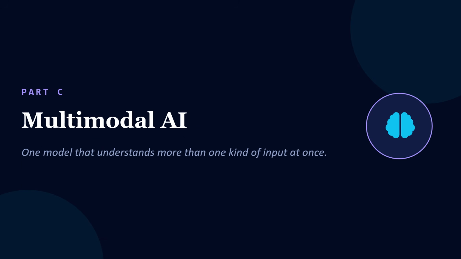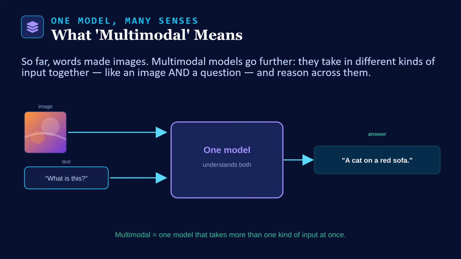So far, we've made images. Multimodal models go one step further. They handle more than one kind of input at once. What does multimodal mean? Simple. One model that understands different kinds of input together, like an image and a question at the same time. You show it a photo and you ask, what is this? And it answers, a cat and a red sofa. It reads the image and words together, one model, many senses.